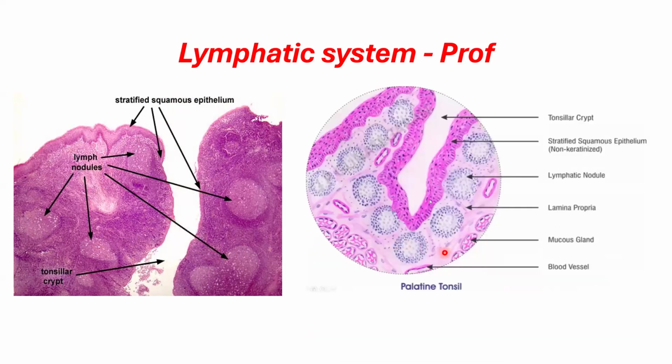In the diagrammatic drawing of the palatine tonsil, you can see the stratified squamous keratinized epithelium, the lining epithelium of the oral cavity. Beneath it you have the lamina propria, and this lamina propria will contain lymphatic nodules, a few of them, a few blood vessels, and now these are the mucus glands that you can see there.